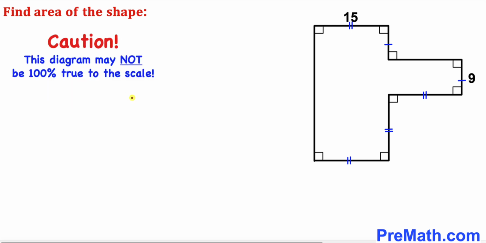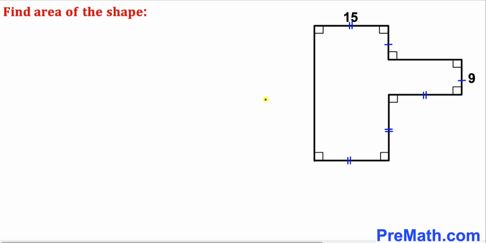Let me make it very clear that this figure may not be 100% true to the scale. Let's go ahead and get started with the solution, and here's the very first thing we are going to do. We know that this side length is 15, and since these side lengths are equal in length, therefore this side length is going to be 15. This side length is going to be 15, and this side length is going to be 15 as well. And moreover, this line segment and this line segment, they are equal in length. If this is 9, this has got to be 9 as well.